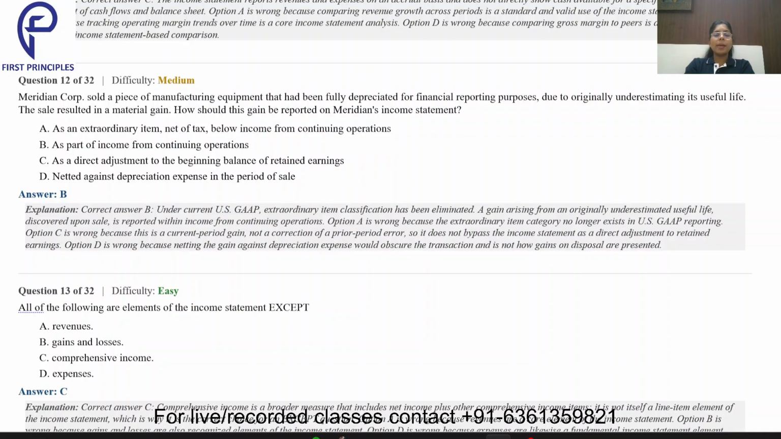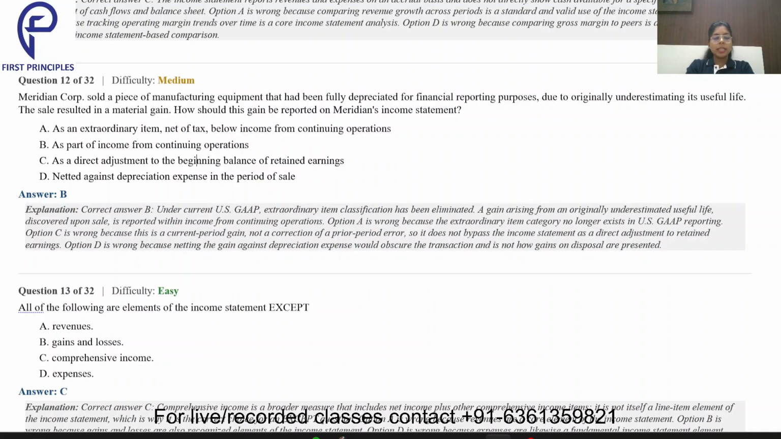Now there was an equipment which was fully depreciated. That means the book value of that particular equipment has become zero. Why? Because we underestimated its useful life. The life should have been 20 years, but we, for example, only estimated it to be 10 years and depreciated it really soon, and because of that after 10 years the book value of that equipment was zero. But the actual resale value is not zero, and when we sold off that particular asset it resulted in a material gain. That means we made a good amount of money. So how should that be treated in my income statement?